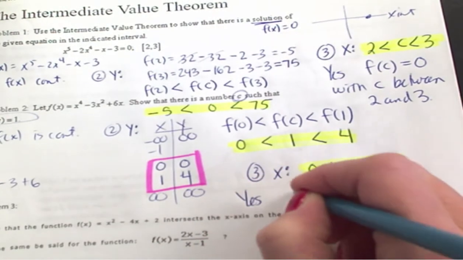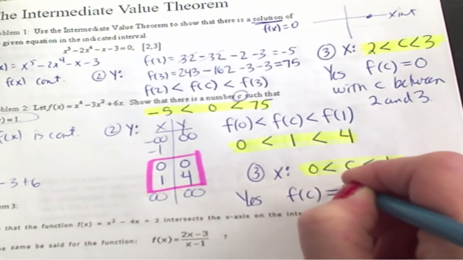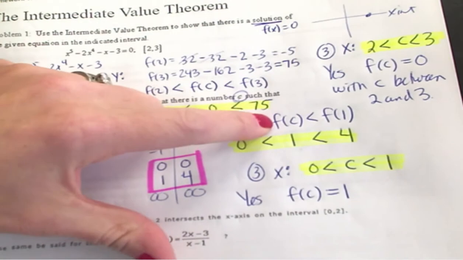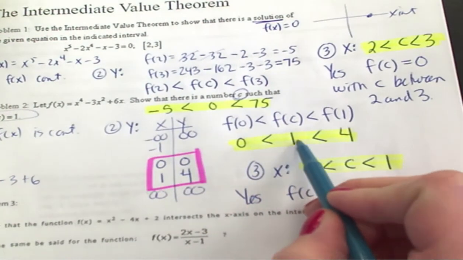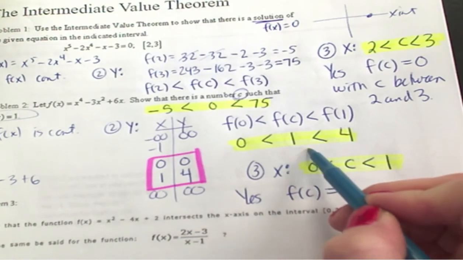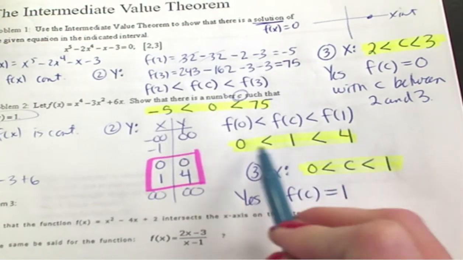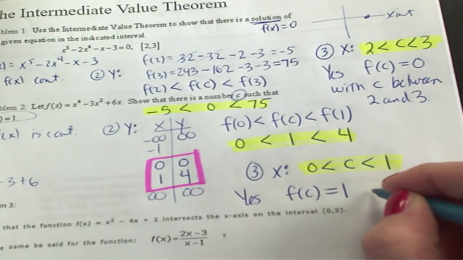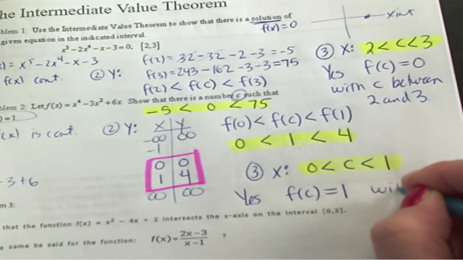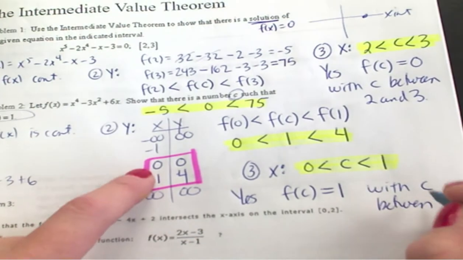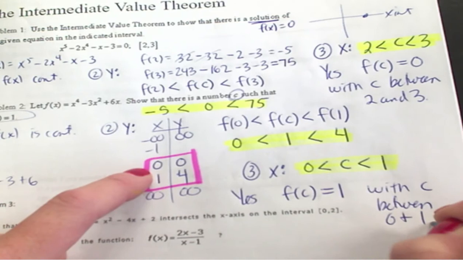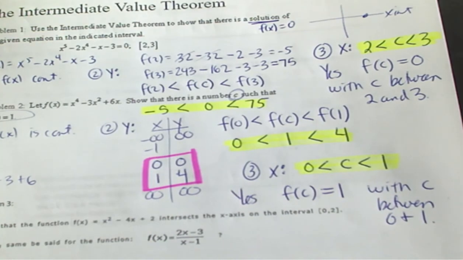Conclusion, yes, f of c can equal 1. It can also equal 1/2 and 2 and 3 and 3.5. It can equal anything between the endpoints, with c between 0 and 1. Yes, this will happen. Why? Because of the intermediate value theorem.